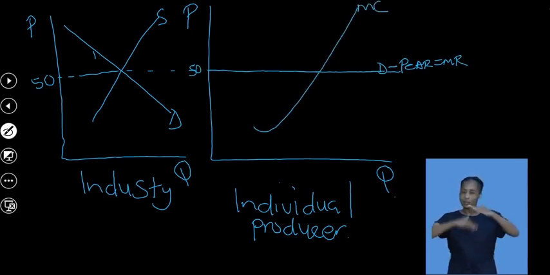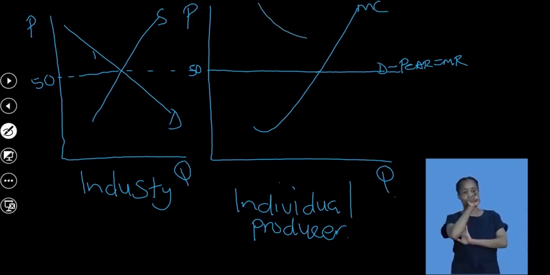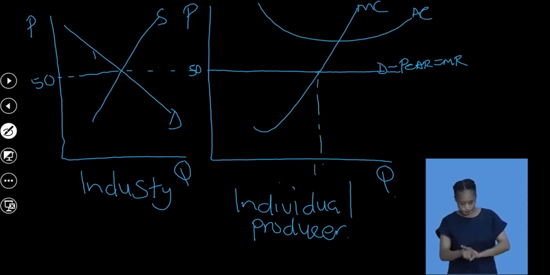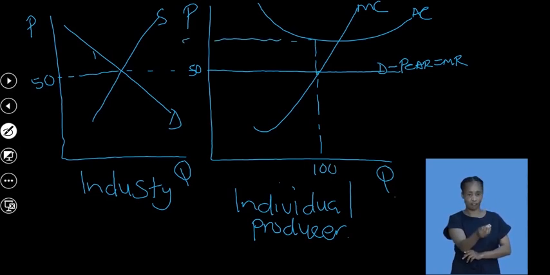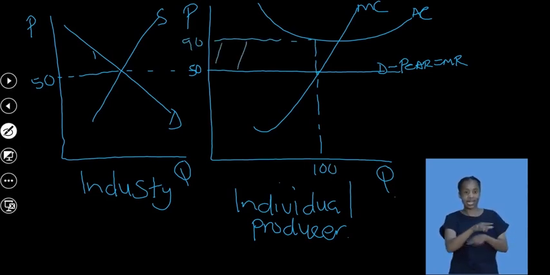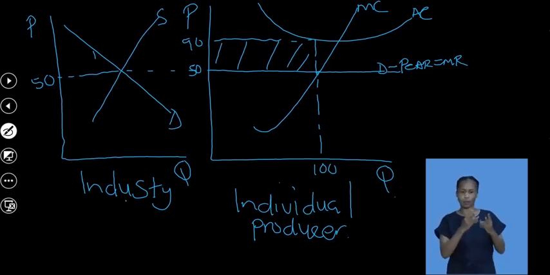Right, this is our profit maximization, and there was our AC. From the equilibrium, we go down, that was 100, and then we go all the way up, and we had 90 there. So this was our loss area, according to the graph. As a result of the losses that the individual producer is experiencing, other firms in the industry are going to be demotivated and exit the market.